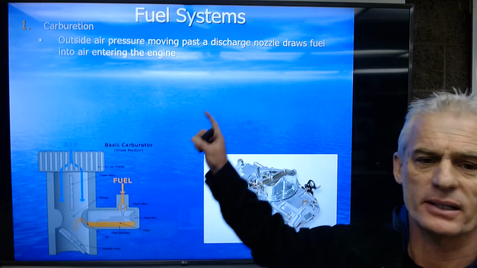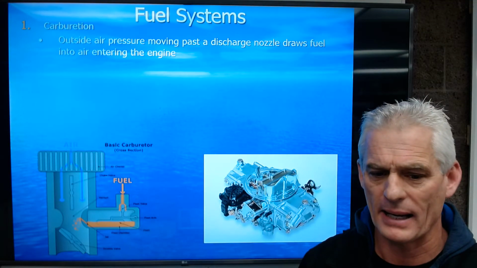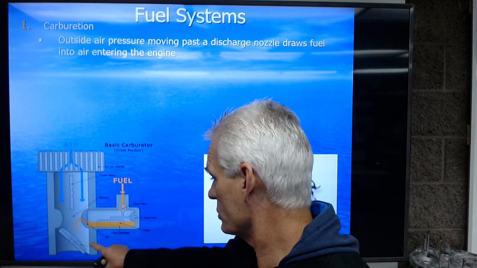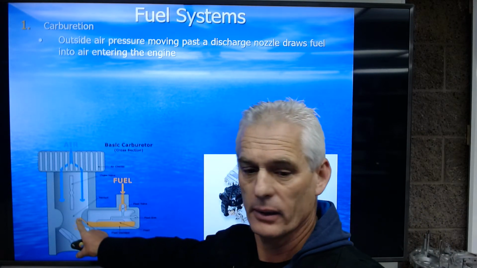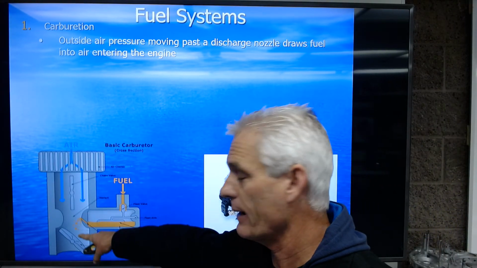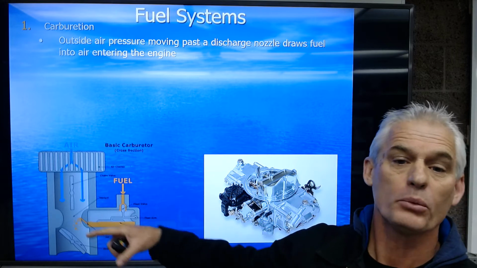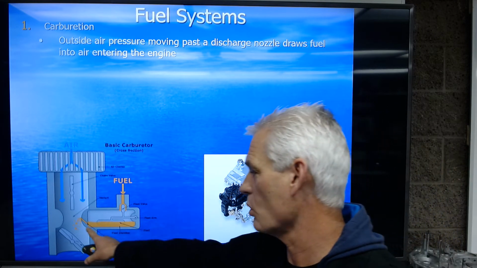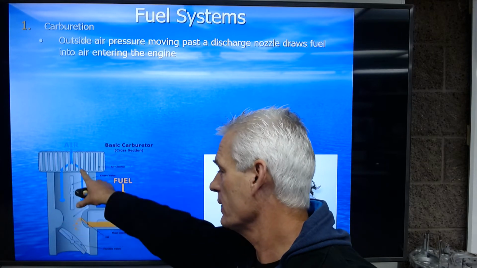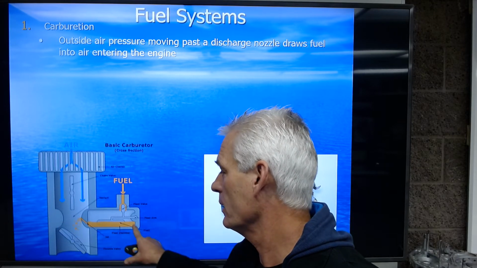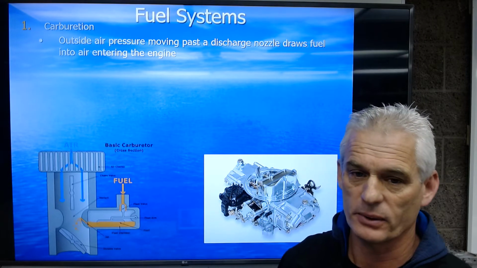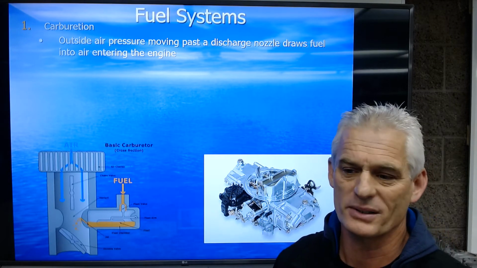A carburetor, like it says here, uses outside air pressure moving past a nozzle, and here's what we call a main discharge nozzle right here. Outside air pressure coming by that creates a low pressure in what's called a venturi in here. Air coming down through draws fuel uphill against gravity, and it mixes with the air. So a carburetor is a fuel mixing device.